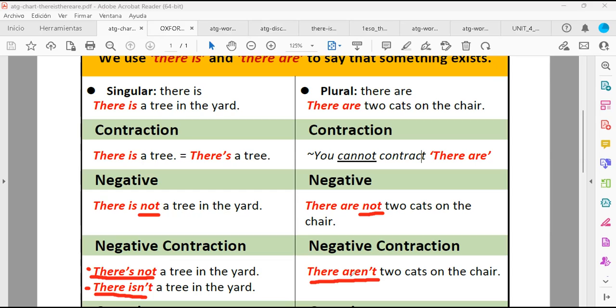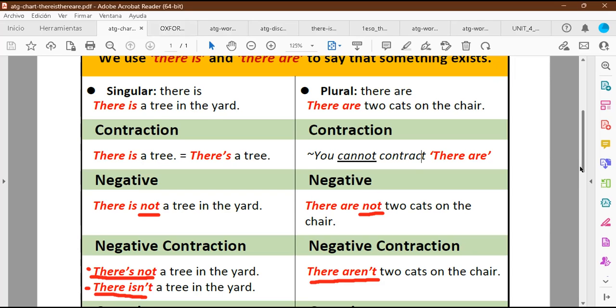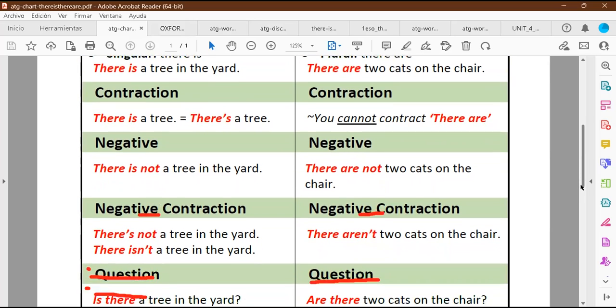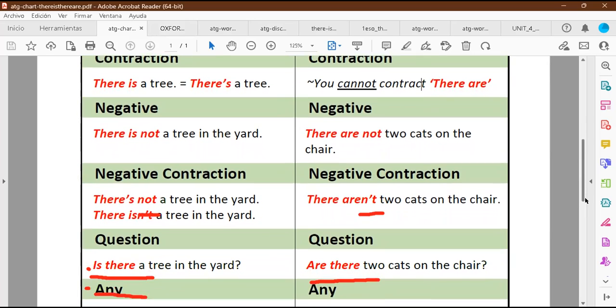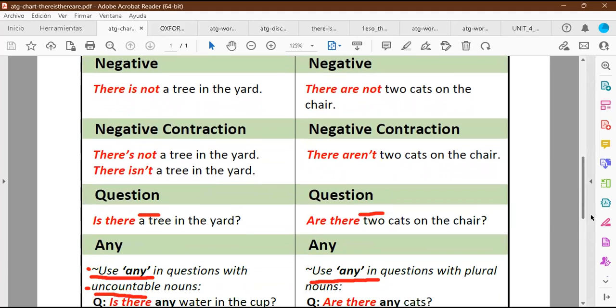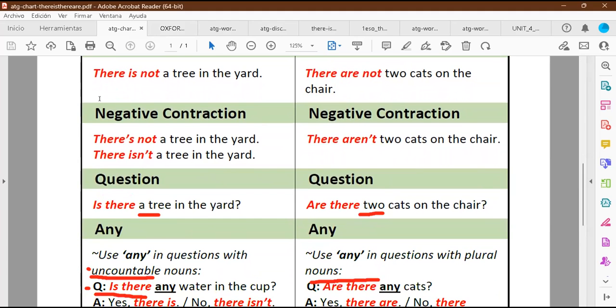How about the plural form? For the plural, you have aren't, and this is contracted, right? Negative contraction. Okay. So this is basically about the negative contraction form for using there is and there are. And besides that, we also have the question form. O sea, aparte de las contracciones negativas, ya tenemos aquí las negativas sin contracciones, singular, plural, ahora con contracción.